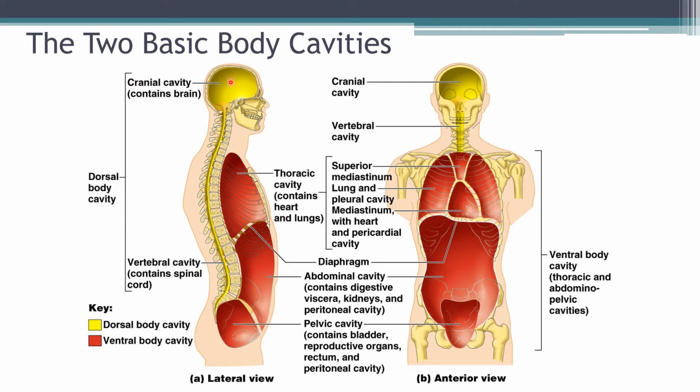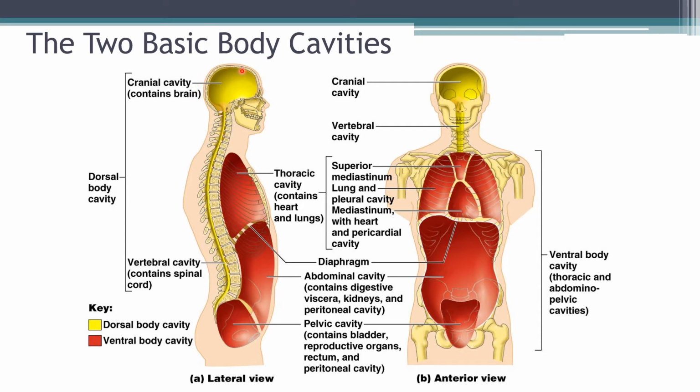Okay? So there are really two major ones, the dorsal body cavity, which you can see in yellow in this image here and here, and then the ventral body cavity, which you can see in red in this image here. Okay? So the dorsal body cavity is going to be the posterior or dorsal cavity, like the name implies, inside the skull and vertebrae. So this dorsal body cavity is going to contain two cavities inside of it. Imagine it as a big box with two boxes inside of it.